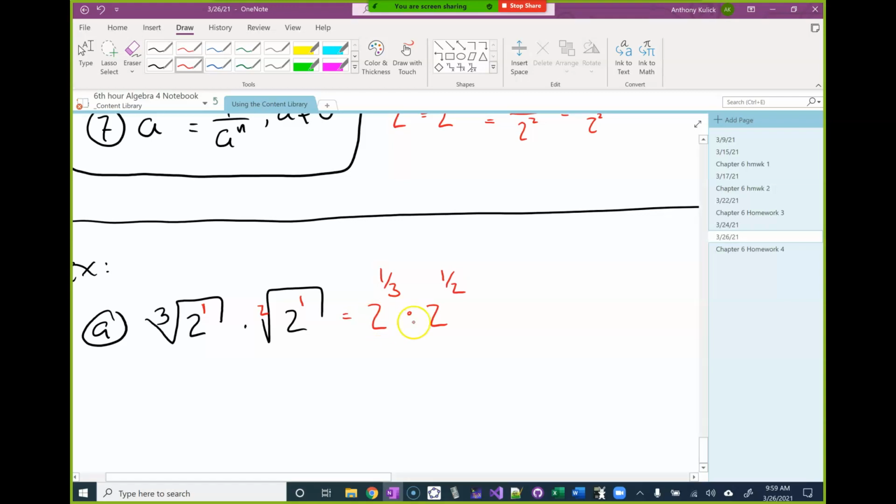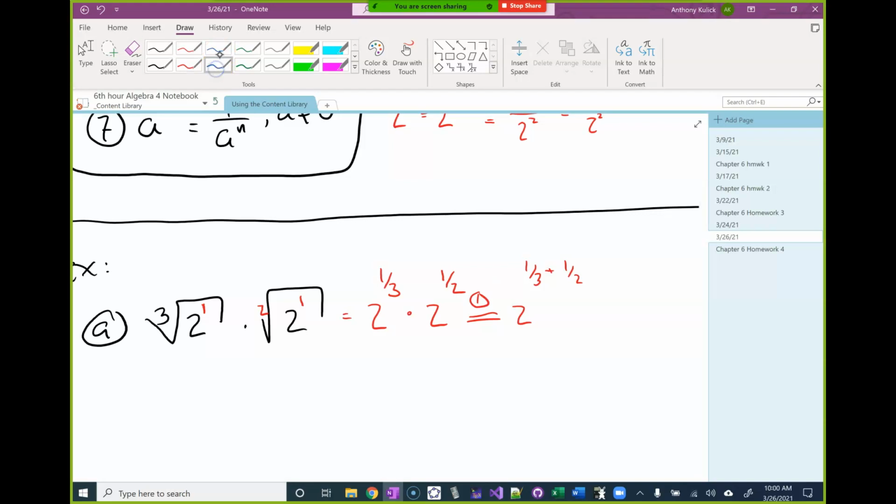So now what I have is a situation like property 1. 2 to the 1/3 times 2 to the 1/2 is going to give me 2 to the 1/3 plus 1/2. Does it help if I write the property over the equal sign for you guys, if you're going back to look at this to know why I did that? I can do that. Everybody's okay, though, with what I did there?